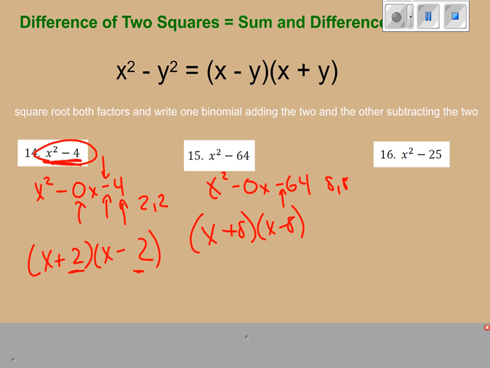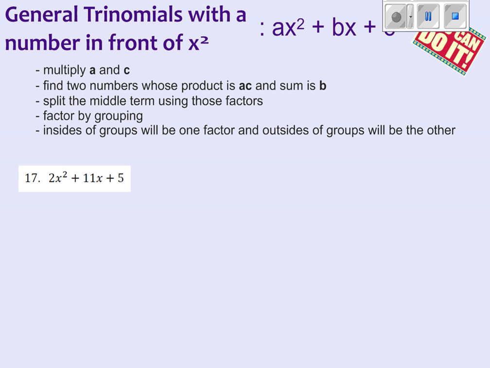This one, number 16, is just going to be x plus 5, x minus 5. The key to this is recognizing when a number is squared. So what happens when I put a number in front of x squared? Well, this gets a little bit hairier. This is kind of the big one, so you've got to pay attention. Here's what I need to do.